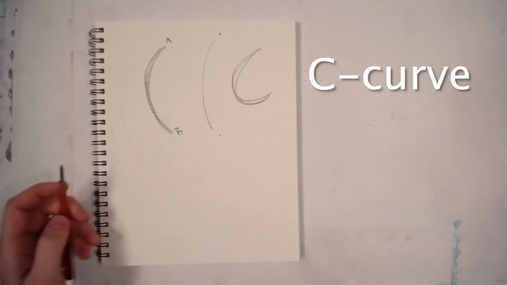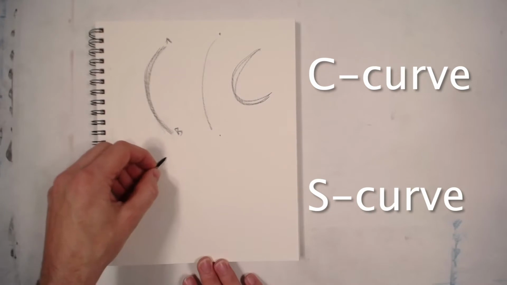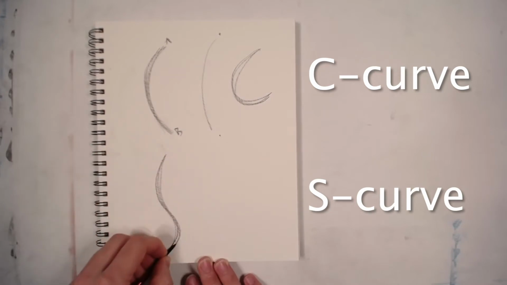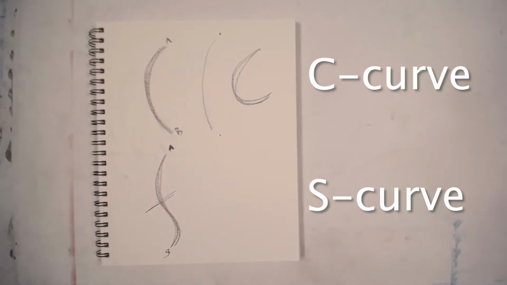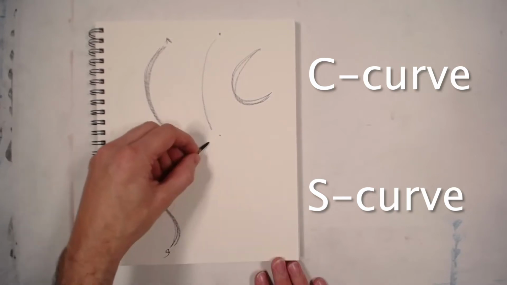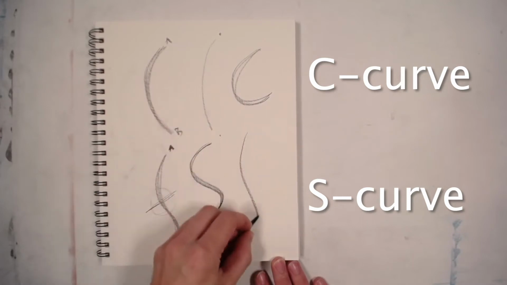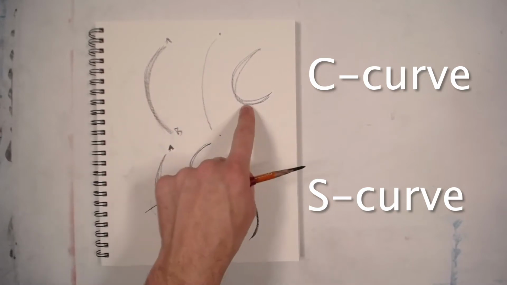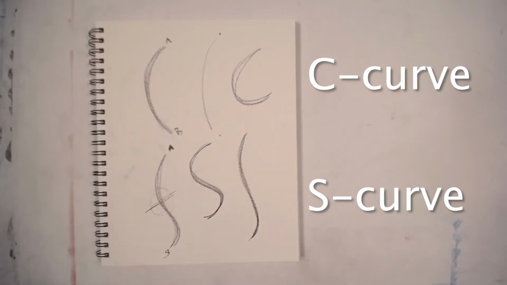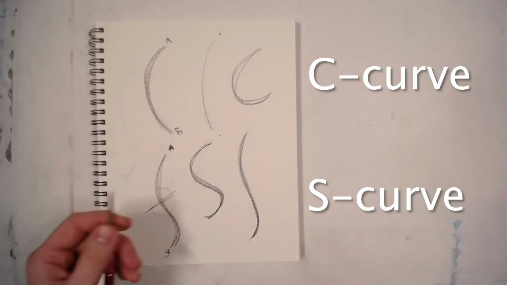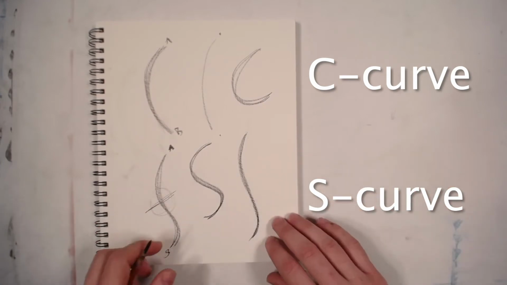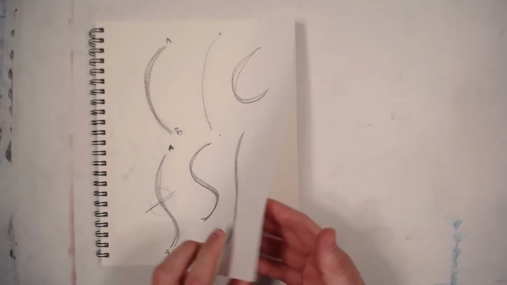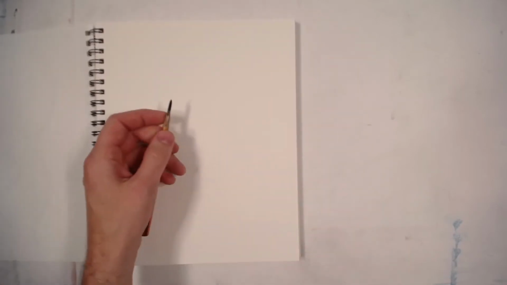Then we have S curves. And as the name implies, there's a point A and a point B, but there's this change in direction on the way from point A to point B. And again, those can be extreme or they can be very gentle. You can see why we call it a C curve and an S curve. Those two curves are going to really be helpful in gesturing. They're going to be really helpful when drawing the figure generally because they add life and movement and action to things. The other thing to discuss is just straight lines.